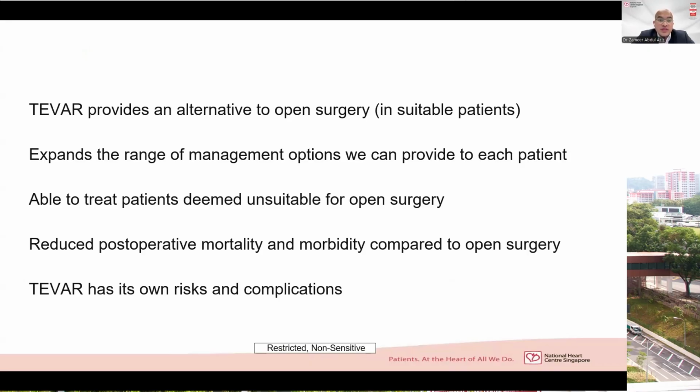So in summary, TEVAR is what we call thoracic endovascular aortic repair. It's an alternative to open surgery in patients who are suitable. It expands the range of management options because previously you could only offer open surgery, but now we have more options to discuss, and we can talk about the pros and cons for each. We're able to treat patients who are deemed unsuitable for open surgery as well. We've reduced postoperative mortality, which means that there are better results. Sometimes there are lower chances of death and other complications. But of course, all this needs to be discussed, and we'll weigh the risks and benefits and so on.